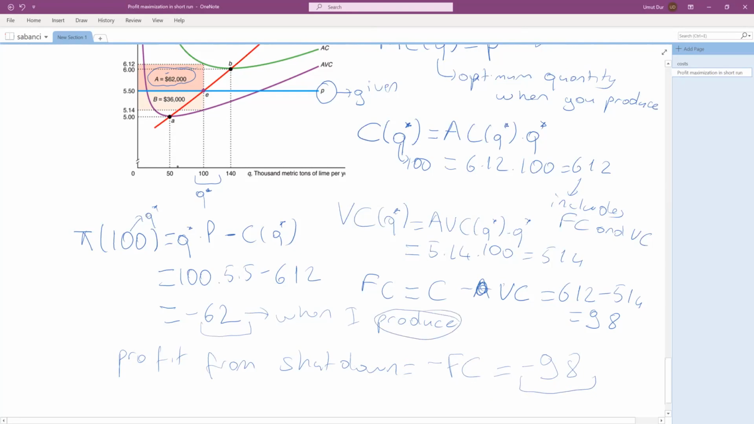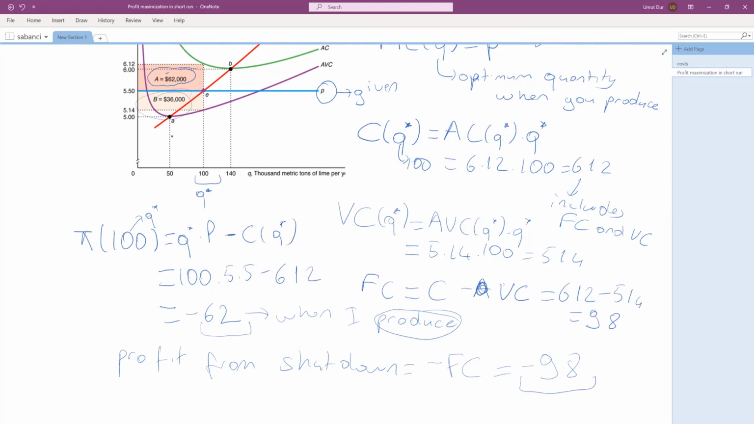Okay, so this 36 is basically the loss that I am covering. Zarardan kar ediyorum ben burada. Hani çalıştırsam da çalıştırmasam da bu firmayı ben 98 fixed cost'u ödemek zorundayım. Ama çalıştırarak bunun 36'sını kurtarıyorum. Sadece geriye 62 kalmış oluyor. O yüzden çalıştırmak benim için karlı oluyor.